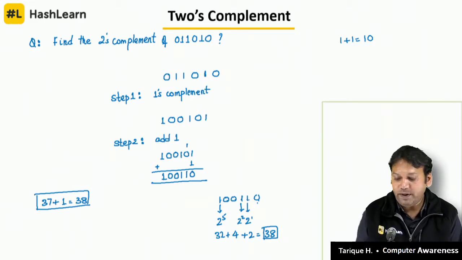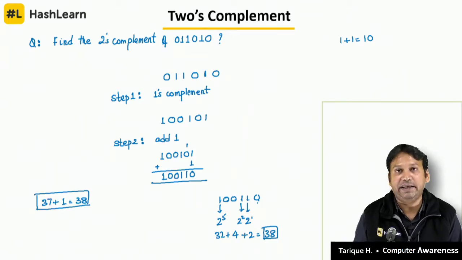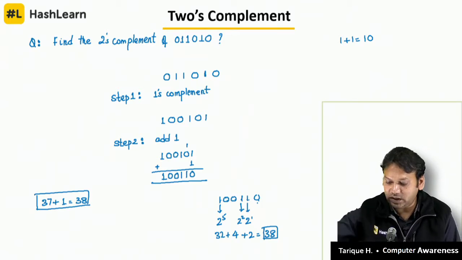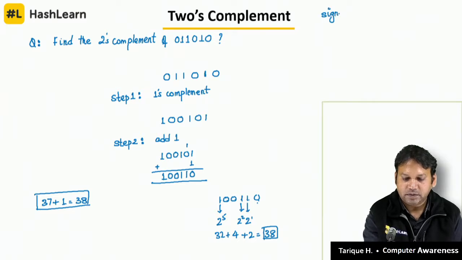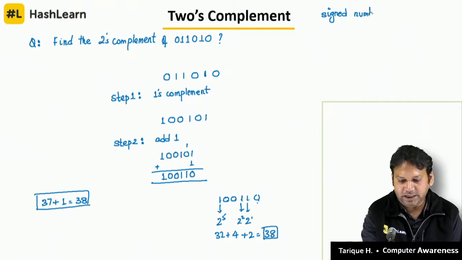And 2's complement is largely used for working with signed binary numbers. Now we have to understand just this one thing here. What are these signed binary numbers? Signed numbers. A little advanced concept of the number system here.